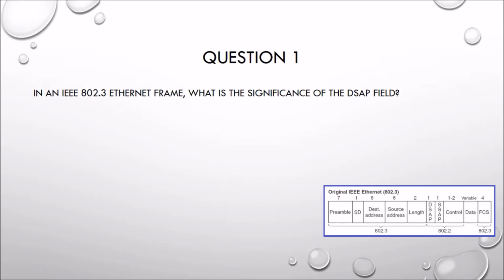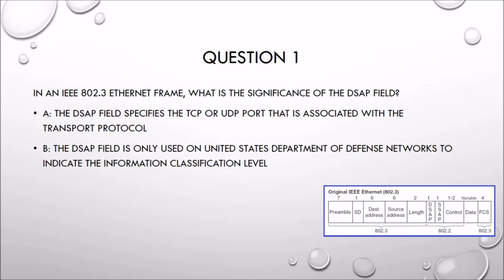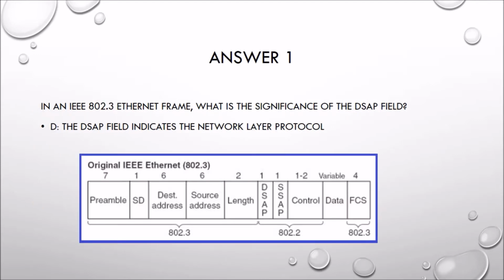In an IEEE 802.3 Ethernet frame, what is the significance of the DSAP field? Is it A, does it specify the TCP or UDP port that's associated with the transport protocol? B, is this field used by the U.S. Department of Defense in order to indicate information classification levels? C, is this field only used in Ethernet 2 frames? Or D, is this field used to indicate the network layer protocol? And the answer is D, this field is used to indicate the network layer protocol.